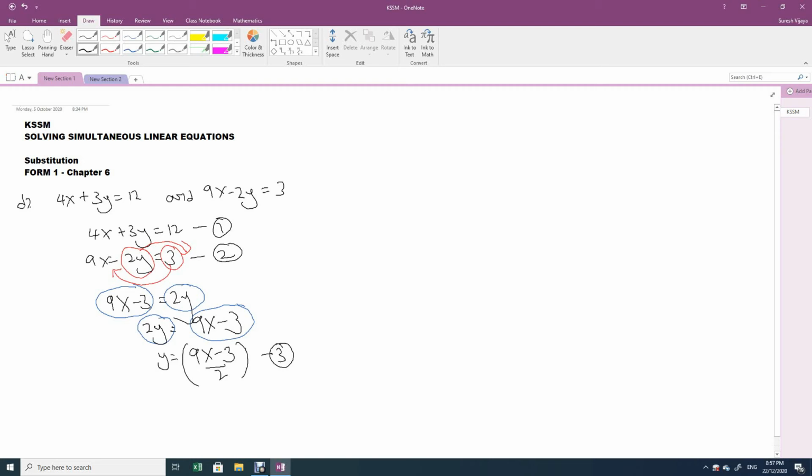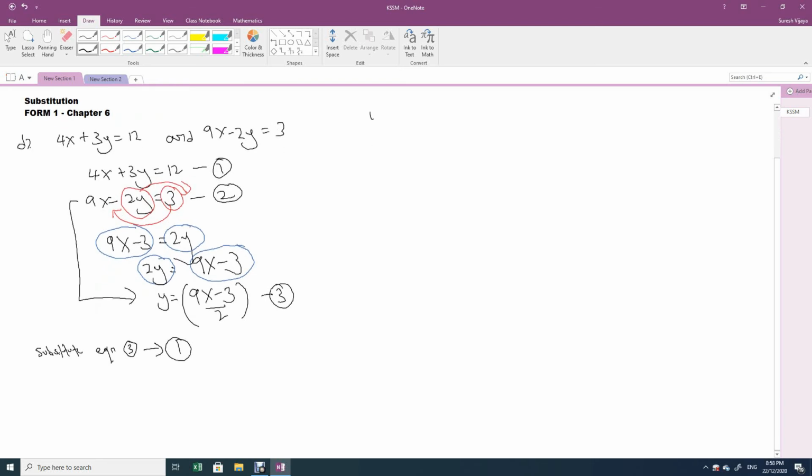Equation 2 is equal to equation 3. So what we'll do next is we have to substitute equation 3 into either equation. Since you have changed from equation 2 to equation 3, you have to substitute equation 3 into equation 1.